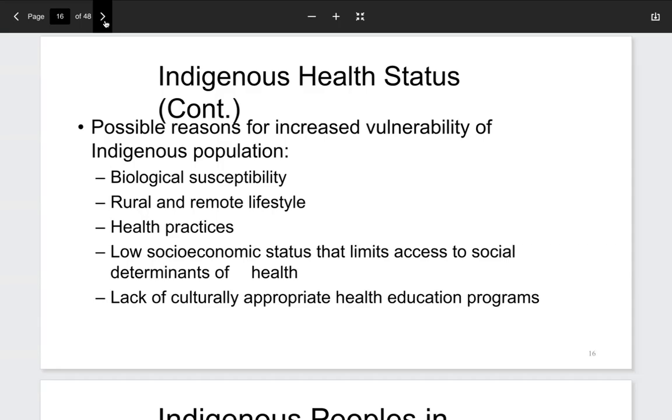Some healthcare practices, as well as a lack of culturally appropriate health education programs, and even low socioeconomic status can limit access to social determinants of health. These are the general reasons why the Indigenous population might be more vulnerable.